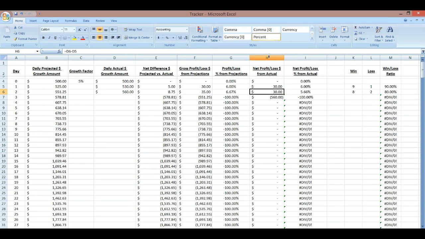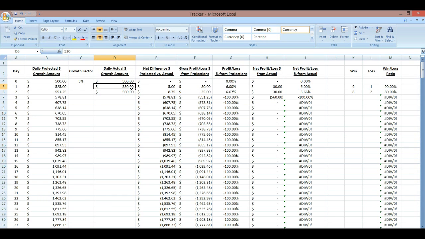And again, what is the point of these 2 columns? The point is that you should be able to grow your account by 5% from your actual growth amount from the previous day, which was 530, not 525. So you should be able to grow 5% on top.